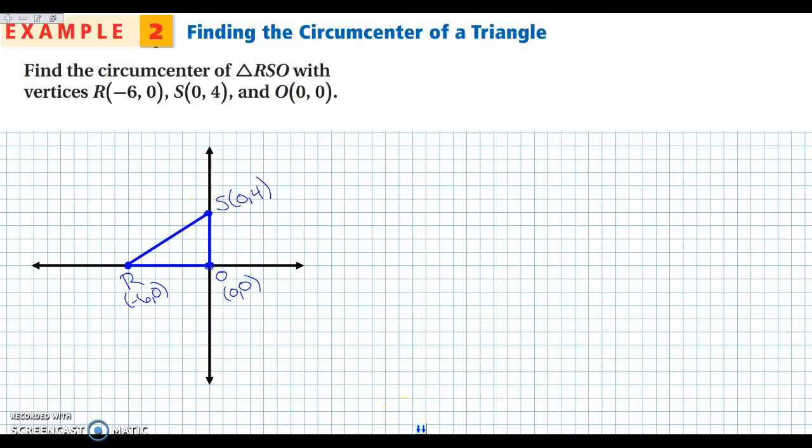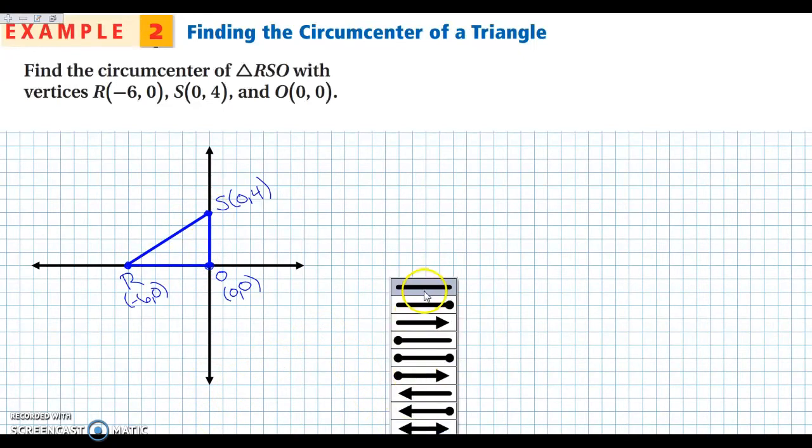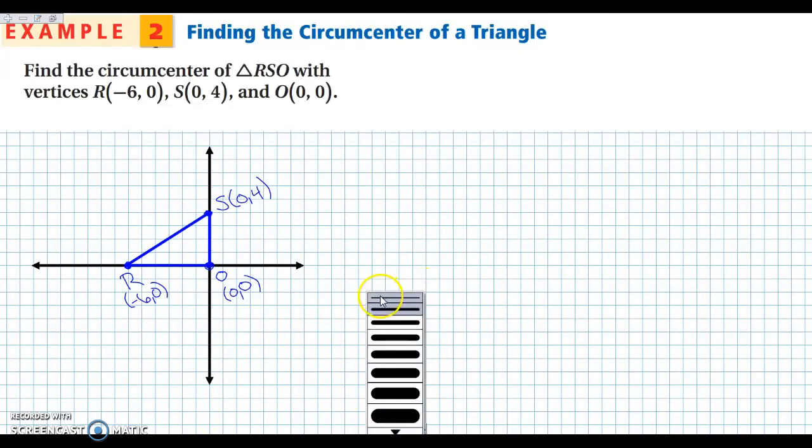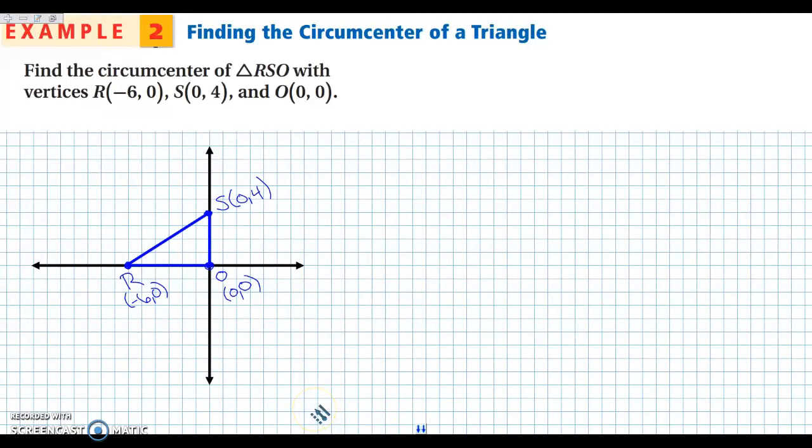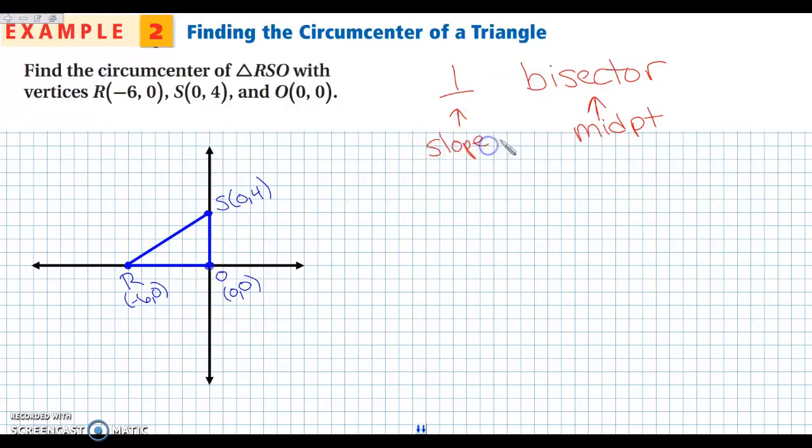All right, and we are going to go ahead and draw in that triangle. Now, if I am finding the circumcenter, that means I am looking for the perpendicular bisectors, which means I'm looking for two things. I want the bisector, which means that I'm looking for the midpoint, and the perpendicular, which means that their slopes are going to be opposite reciprocals.